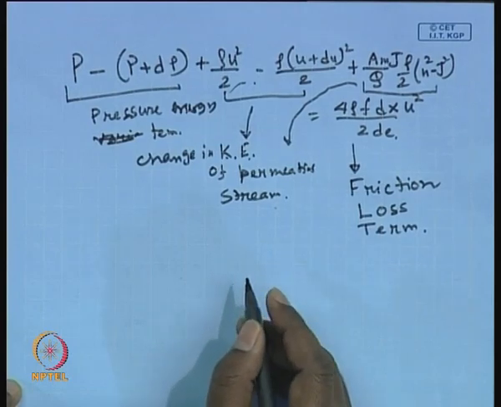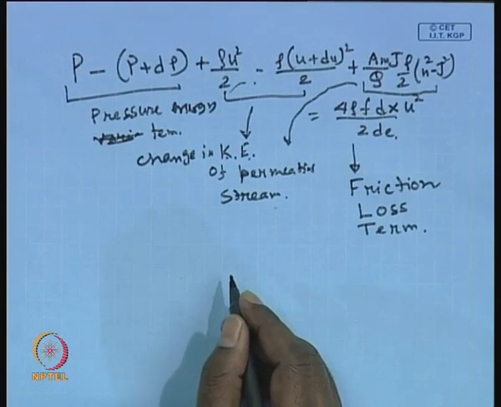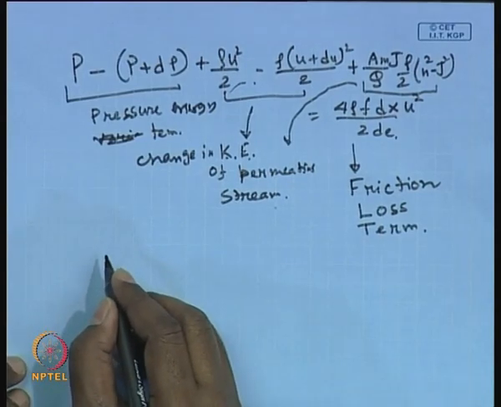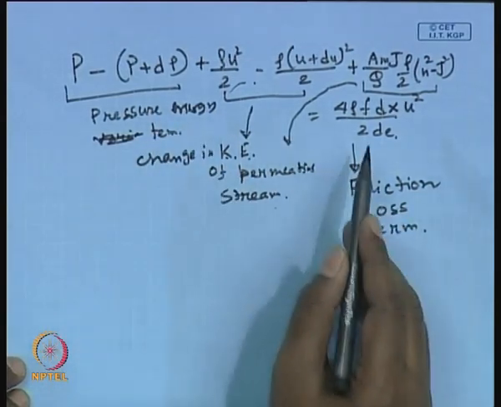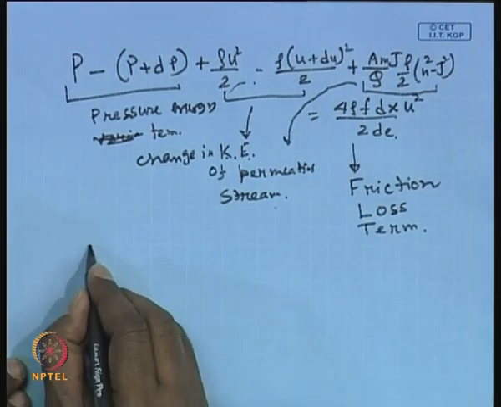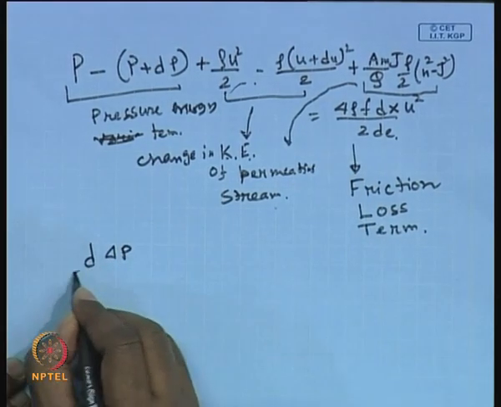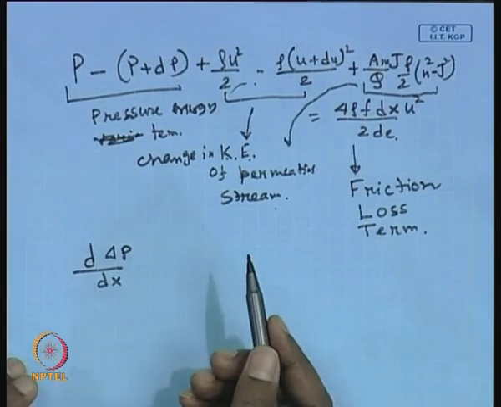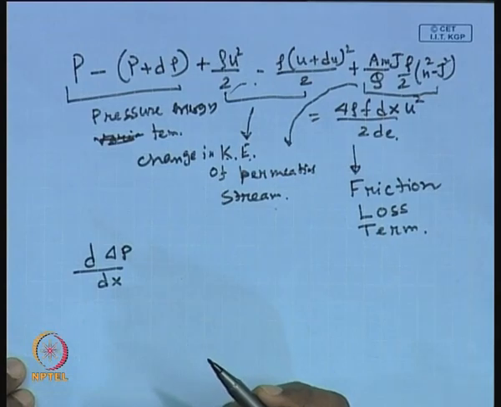Okay, so this equation finally will take this form. I am just writing the final form. What you can do, you can divide both sides by delta x, okay, and really make it into a differential form. This becomes d delta p dx. Delta p can be written as p minus p atmosphere. So, dp dx can be written as d delta p dx, where delta p is the transmembrane pressure drop.